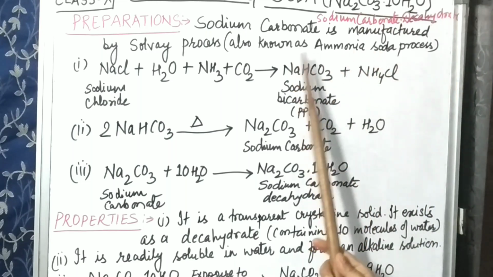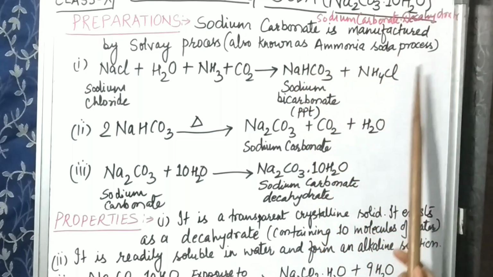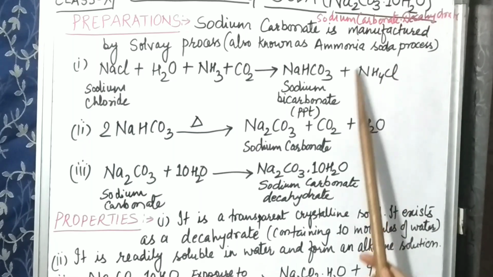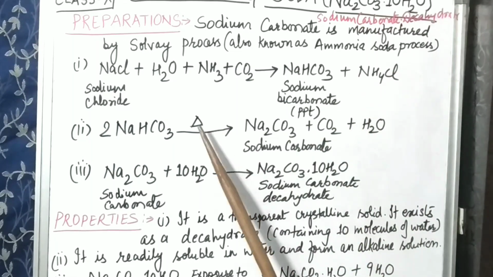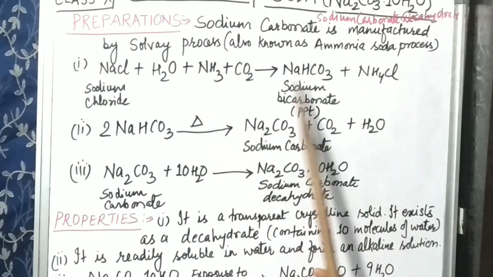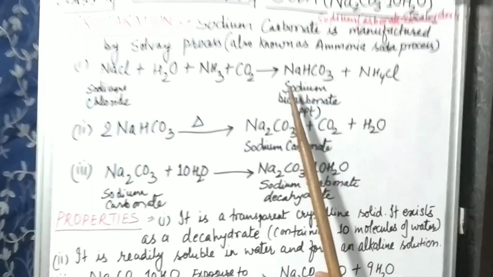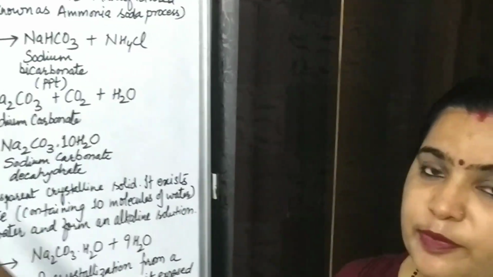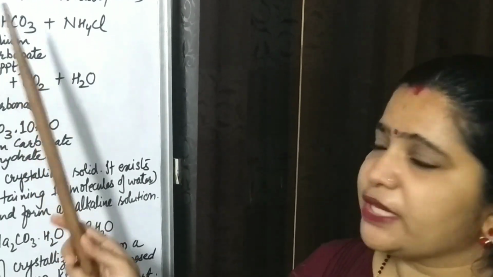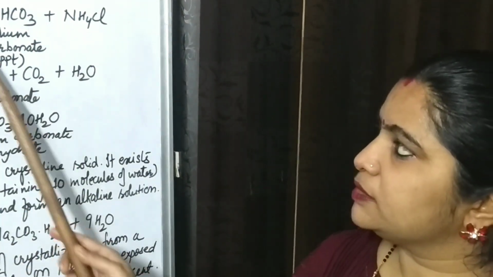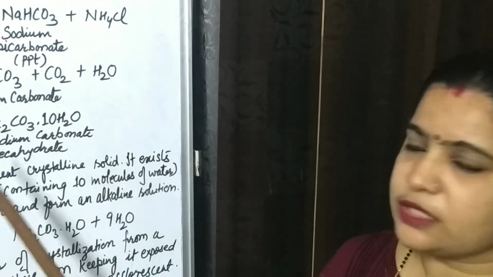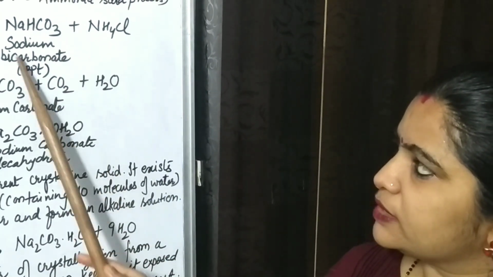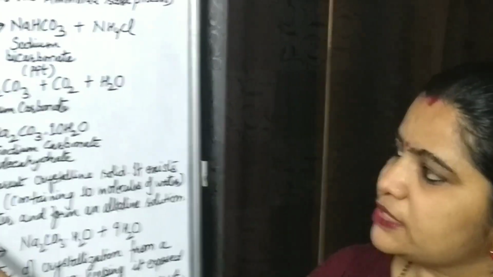It is also known as the ammonia soda process because here ammonium chloride is present, and with the help of ammonia, sodium bicarbonate is produced. We have already seen this in our previous salt when we prepared baking soda. So this is the formula of baking soda. These baking soda crystals are later used in the second step.